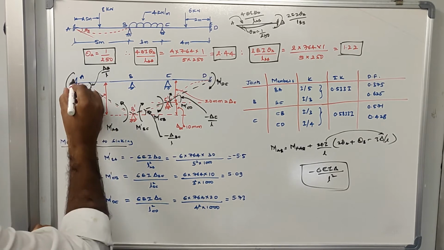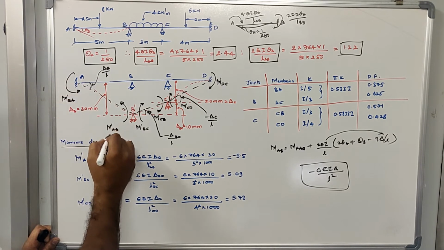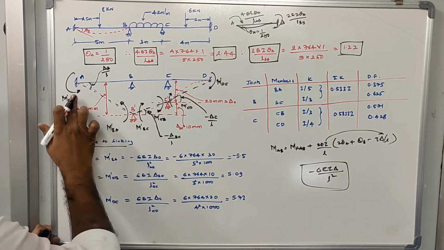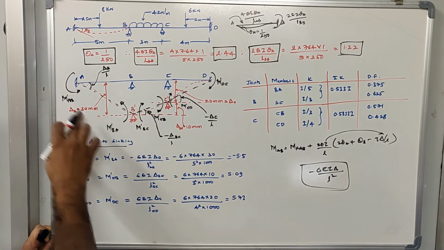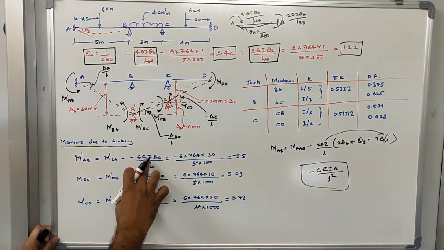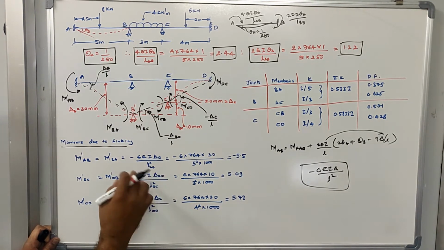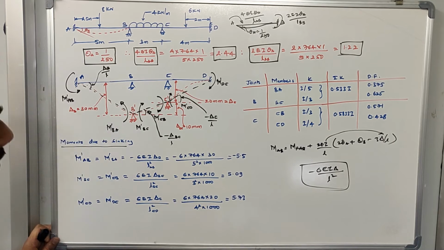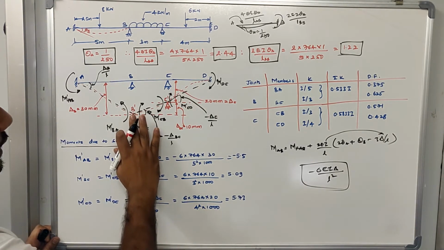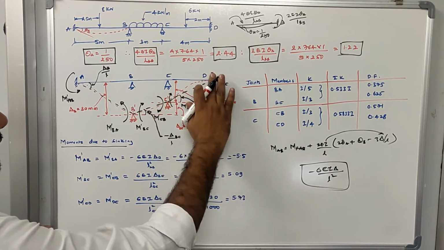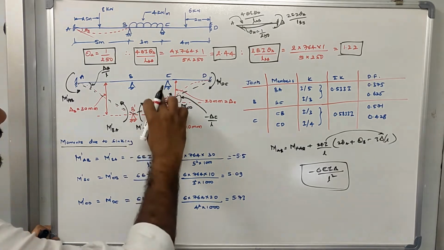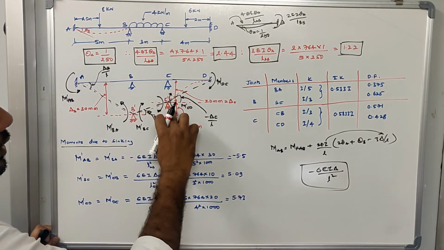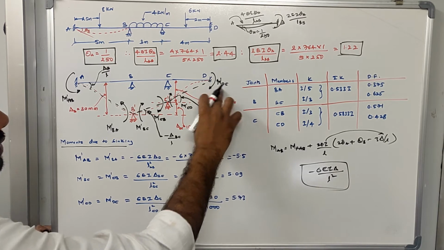Now, a small correction: M dash AB and M dash BA will be equal to minus 6 EI delta B divided by L AB square. So these two values I have determined. Now similarly, we can solve for B dash C dash and C dash D dash. For these, two moments will be generated: this is called M dash BC, M dash CB. Similarly here also M dash CD, M dash DC will be generated.